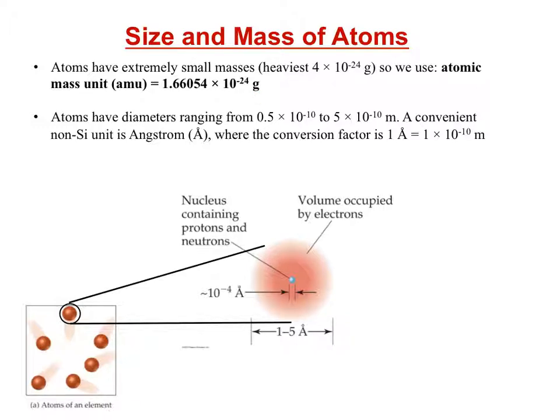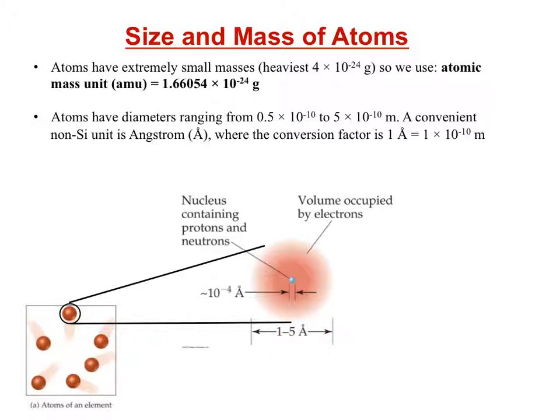Same thing when we talk about the overall size of the atom. Most atoms range from about 0.5 times 10 to the minus 10th to 5 times 10 to the minus 10th meters. So again, very small sizes. And instead of having to work with 10 to the minus 10th in all these values, we can use a conversion factor called the angstrom, where 1 angstrom is equal to 1 times 10 to the minus 10th meters. Makes it a lot easier to work with. So now we can say the overall diameter of the atom is about 1 to 5 angstroms.